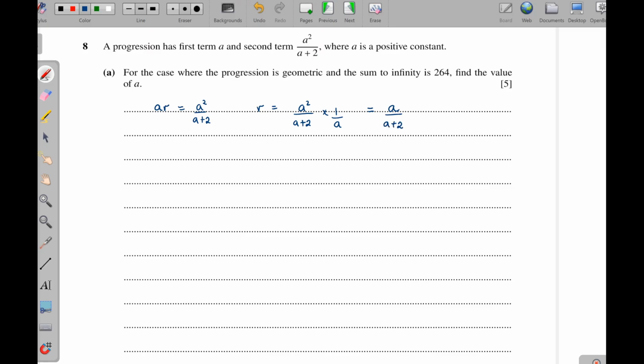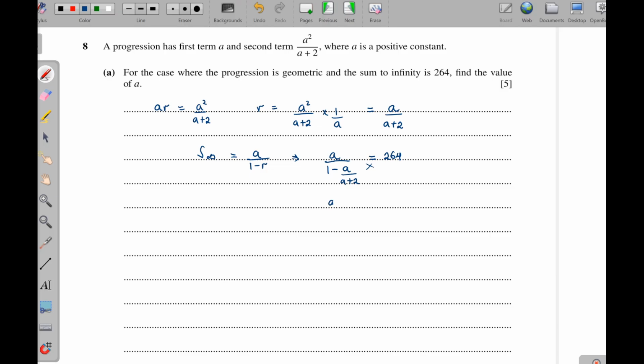So meaning what we are going to get here, r is going to be equal to a out of a plus 2. Now, sum to infinity, we know it is given by a out of 1 minus r. Okay? Now, this is a out of 1 minus r is a out of a plus 2. Also, then this one we shall equate to 264, which we were given here. Now we need to simplify this one here.